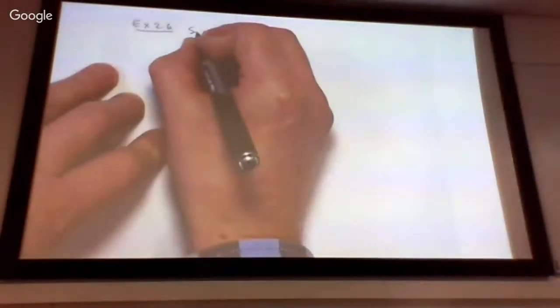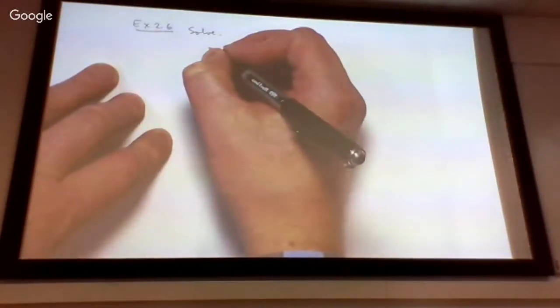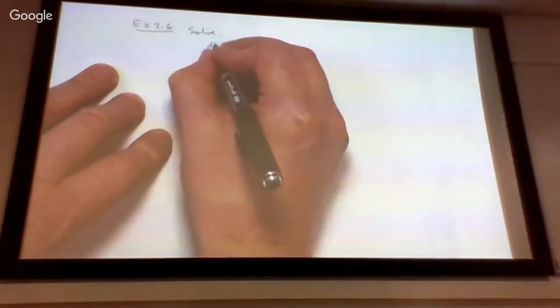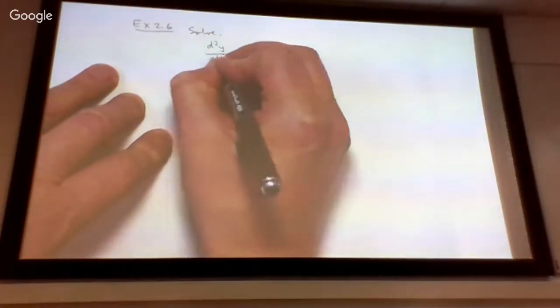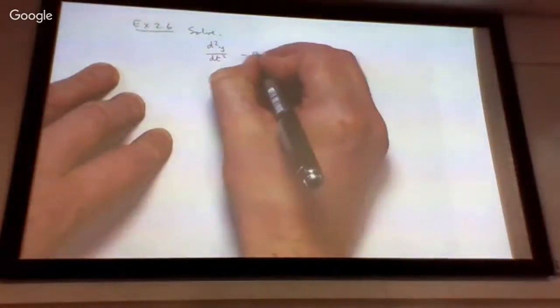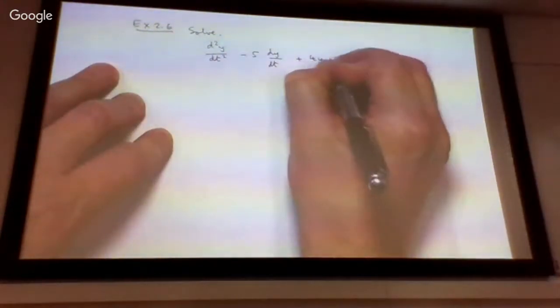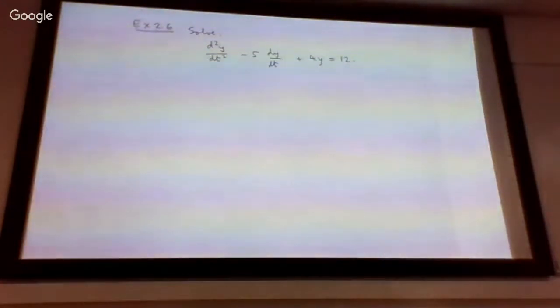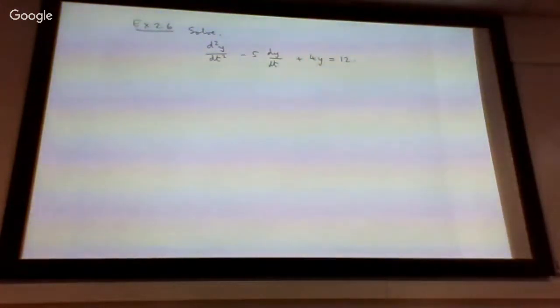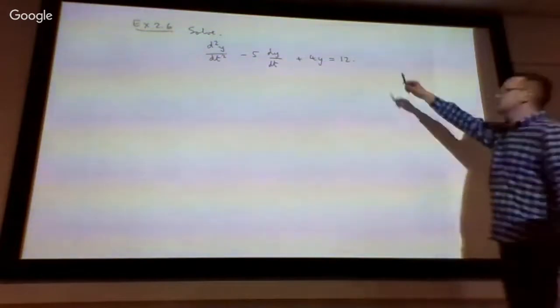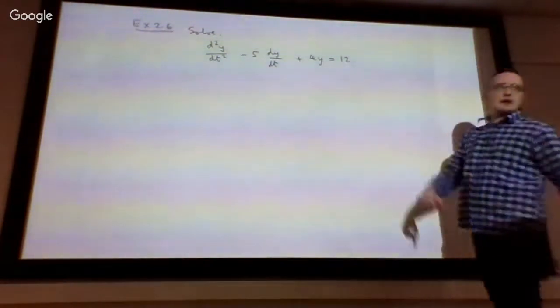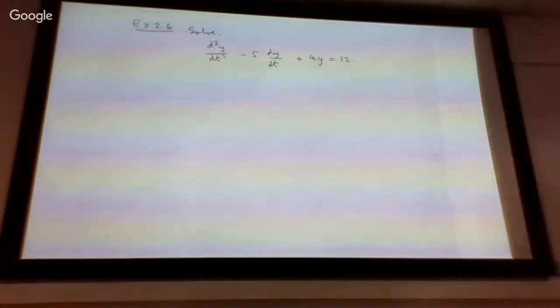So here, the problem is to solve the equation. So this is the second order differential equation. So y is the unknown variable, the unknown function. t is the underlying independent variable. 4y equals 12. Okay, so there's our differential equation. It isn't as complicated as it might have been, because on the right-hand side, we've just got a numerical constant, not a function of t.